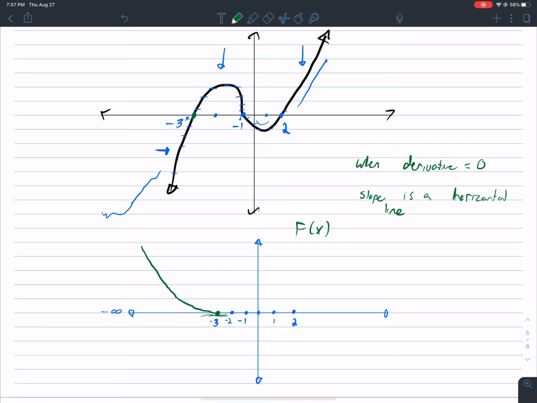Sorry, I'm getting all over the place. I'm drawing f of x. So right here, where the derivative is 0, the original function, at -3, has a slope of 0. And then it's positive until -1. So it's positive, positive, positive, positive. And then it starts getting closer to 0. And then at -1, it's 0 again, right? And then from there, you see that it's negative.